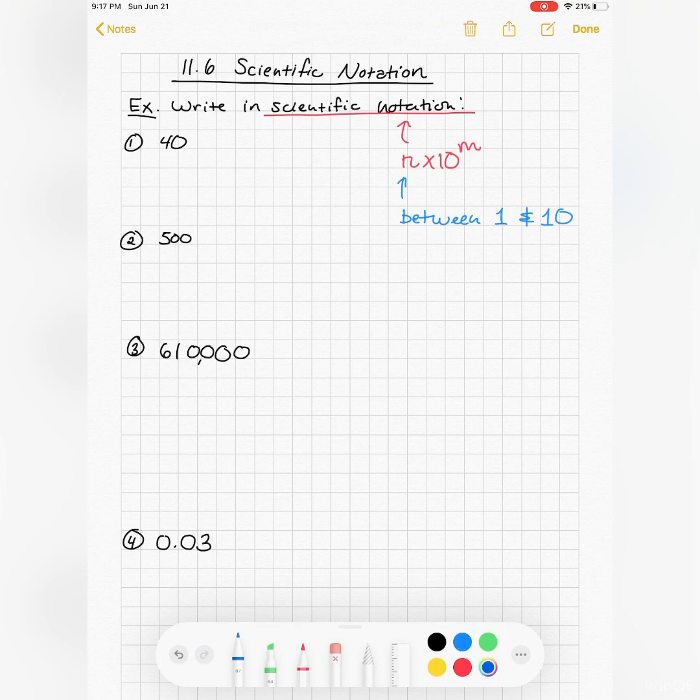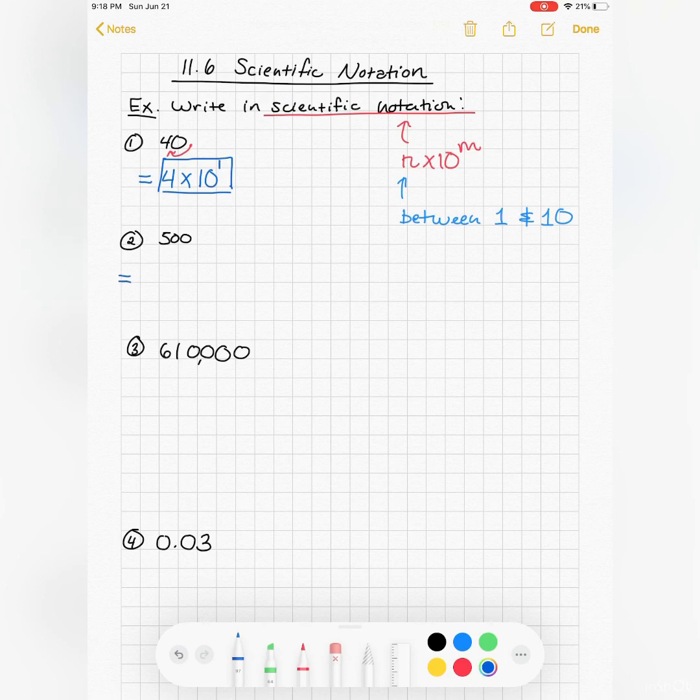So 40. My goal is to write that as some number between 1 and 10 times 10 to some power. What I do is look at moving the decimal. Right now the decimal is at the end of the number. If I move the decimal one place left, I have a number between 1 and 10. I moved the decimal one place left, so in scientific notation, 40 is equal to 4 times 10 to the first.